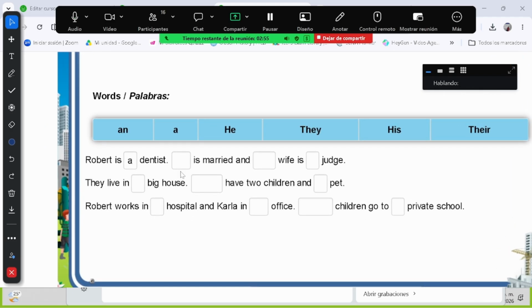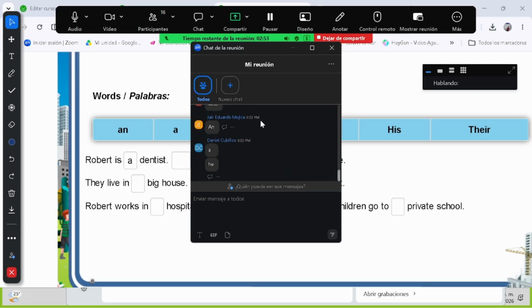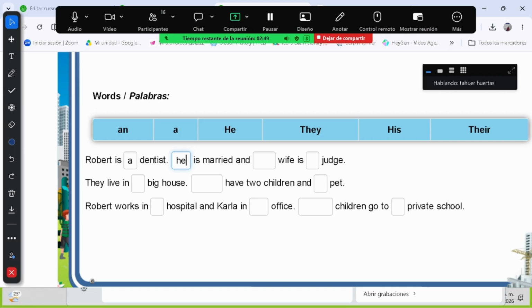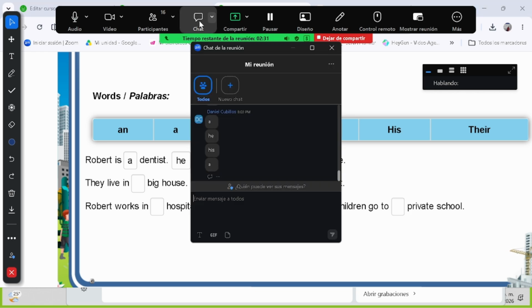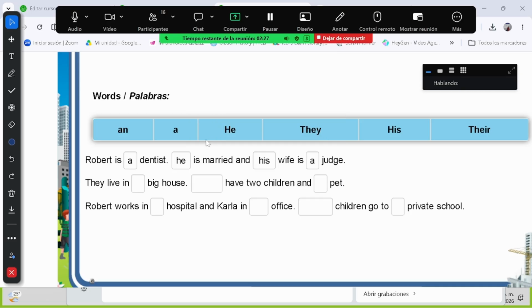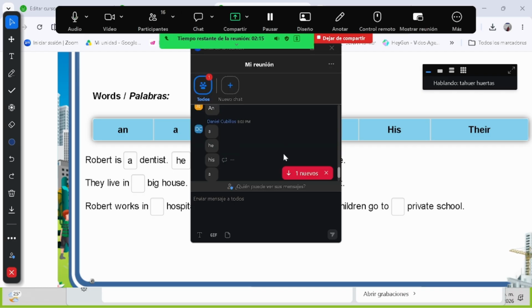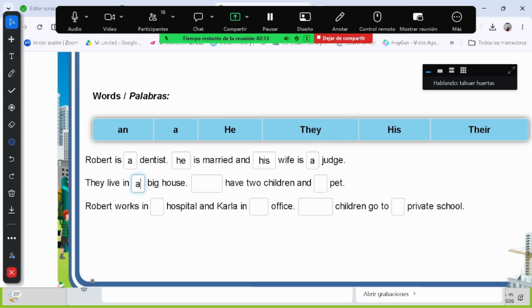Continue. He's married. His wife is a judge. They live in a big house.